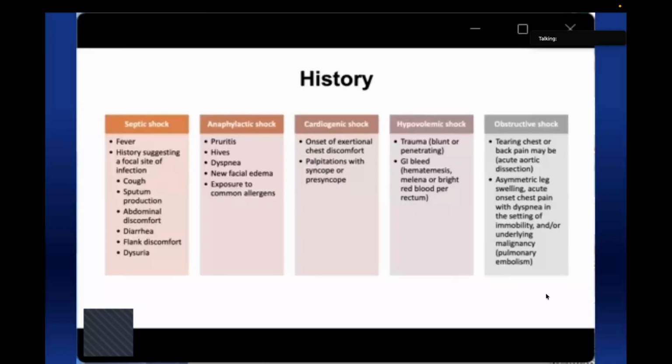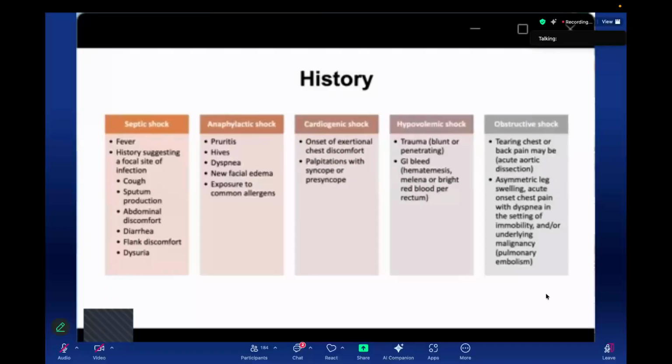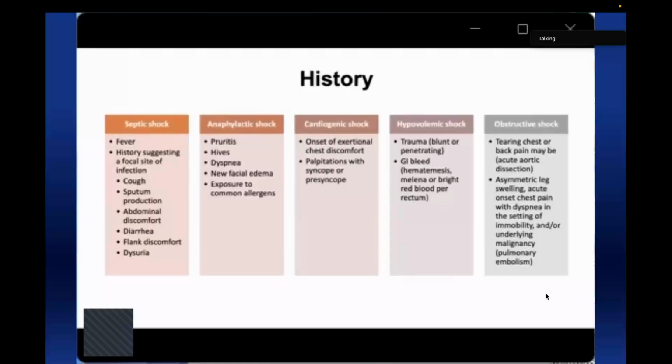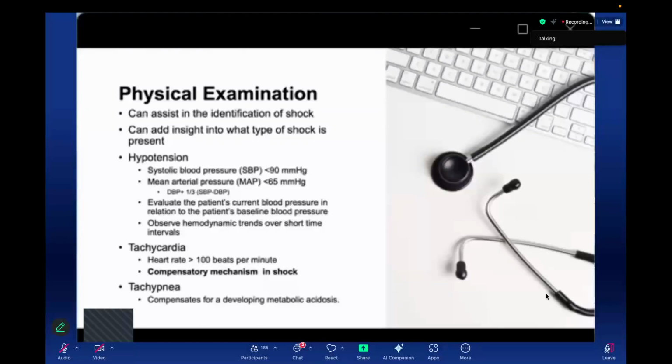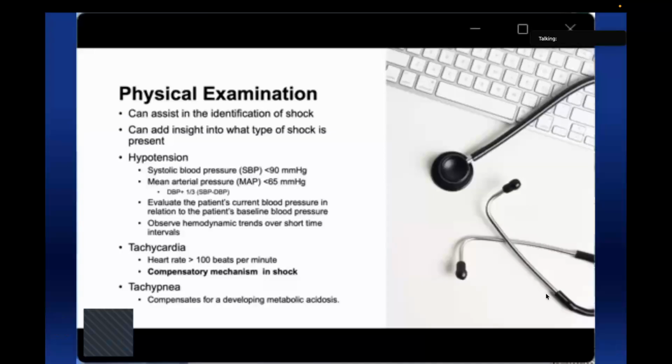Now, very important that you have some important information that you might get if you know how to do good history taking. Your physical exam can assist you in the identification of shock. It can add insight into what type of shock is present. There will be hypotension or decrease in your mean arterial pressure. You have to evaluate the patient's current blood pressure in relation to the patient's baseline blood pressure.